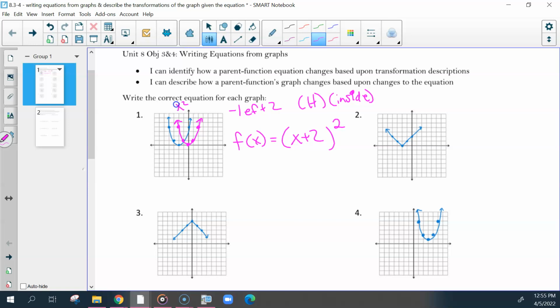So we're looking at what changed from the parent function, looking at the transformations, using those transformations to write an equation. Before we continue, what questions do we have on that one? For here? Yeah, left 2. Any other questions on this one?